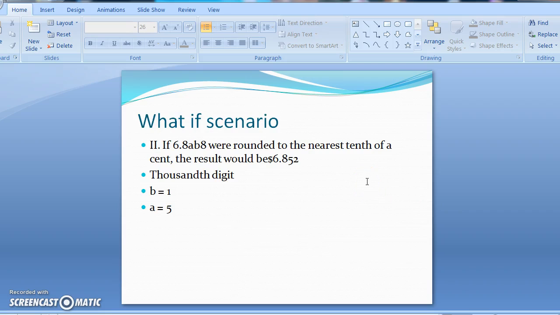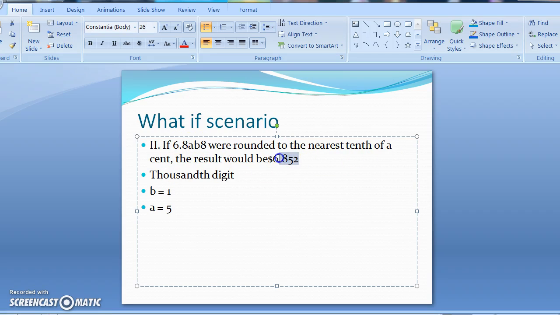Let's just tackle one slightly different question. We can create a what if scenario here. What if the second statement said that 6.888 rounded to the nearest tenth of a cent is 6.852? Alright, so tenth of a cent means the 1,000th place. Look at that. Next to it is 8, and that means we are going to round B up, and B rounded up becomes 2.